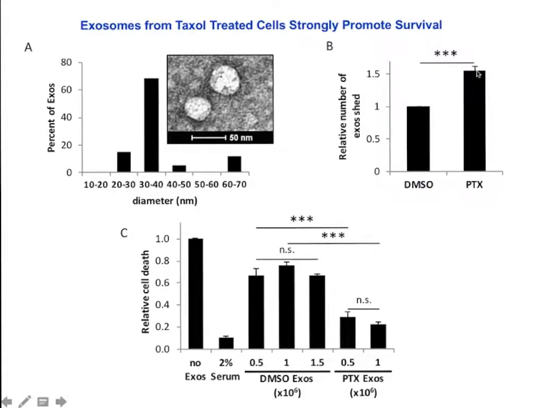And also, in addition to increasing the numbers, the function of these vesicles also changed. So I had showed you earlier that if you take the exosomes off of 231 cells that were just treated with DMSO, they will promote the survival of recipient cells that are serum starved. They'll reduce it by about 30%. If I increase that number even up from 0.5 to 1.5 times 10 to the 6th, that number doesn't change dramatically. However, if we take the vesicles off the paclitaxel treated 231 cells, they very strongly promote cell survival. So once again, this seems like Taxol treatment is causing changes in the cargo of the exosomes, in addition to actually making more as well.